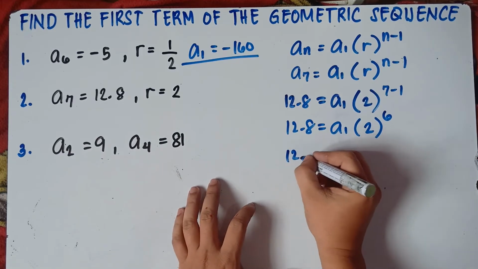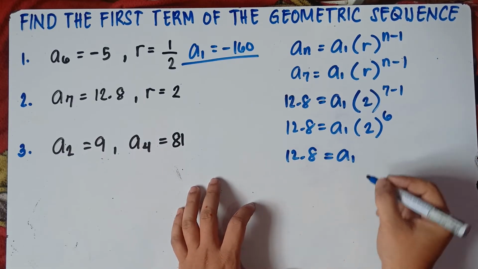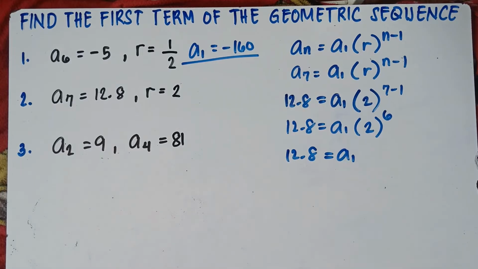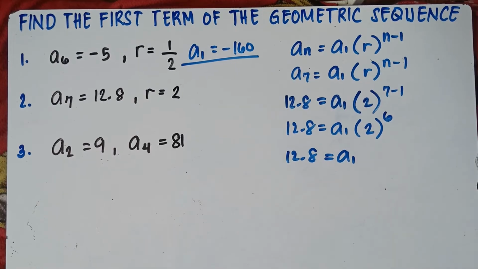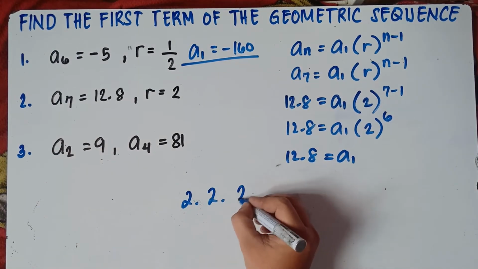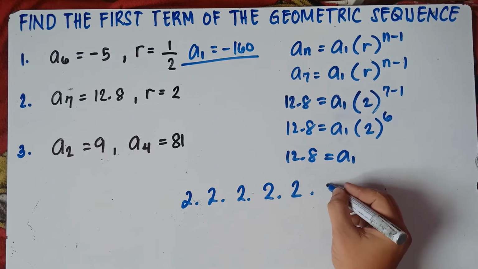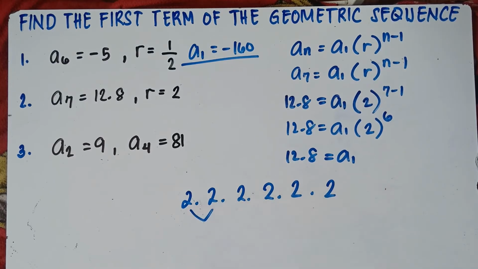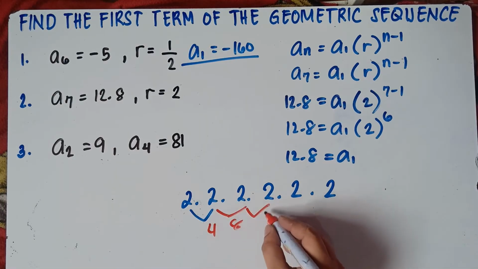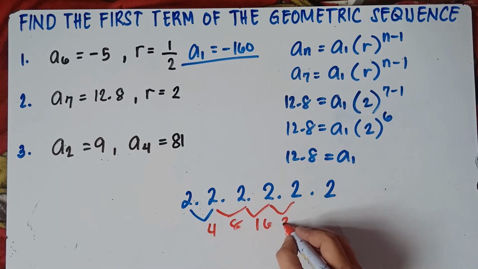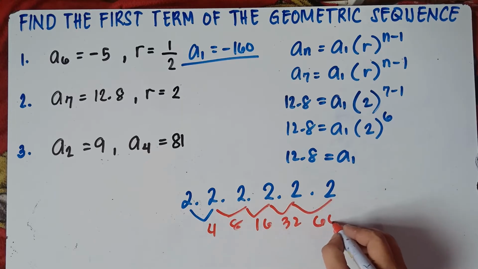So this will be 12.8 equals a sub 1, then 2 raised to the power of 6. It means you multiply 2 by itself 6 times. So this will be 2 times 2 times 2. Let me do it manually. 2 times 2 is 4. Times 2 is 8. Times 2 is 16. Times 2 is 32. Times 2 is 64.